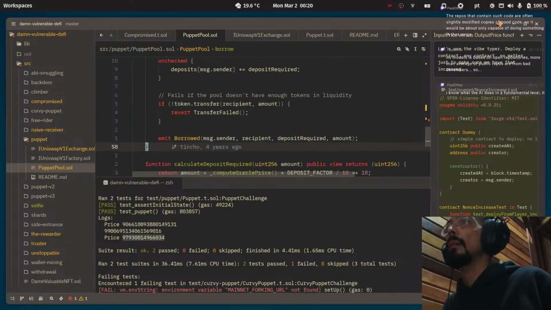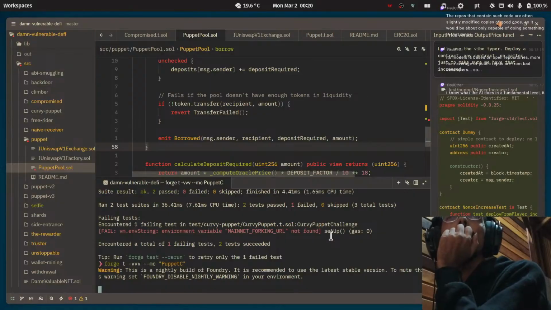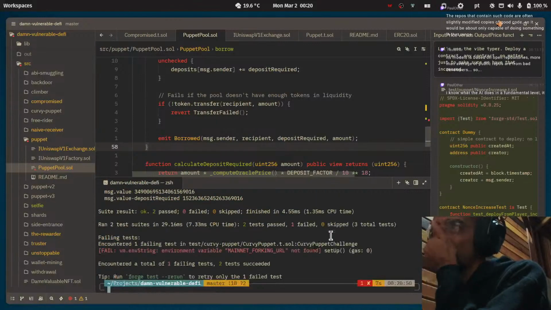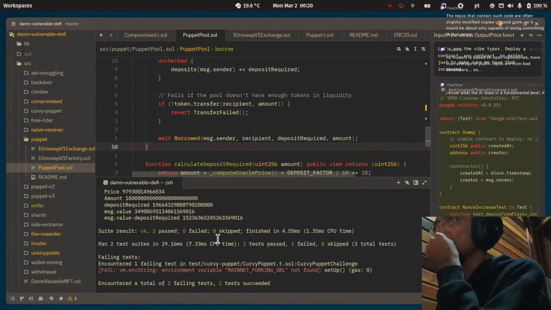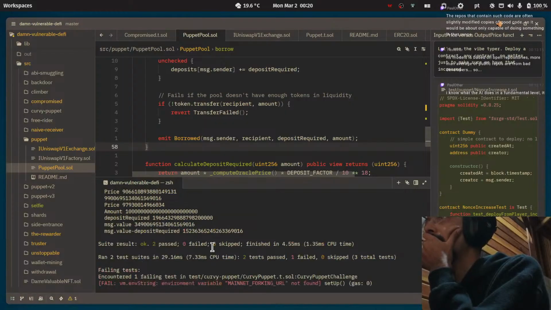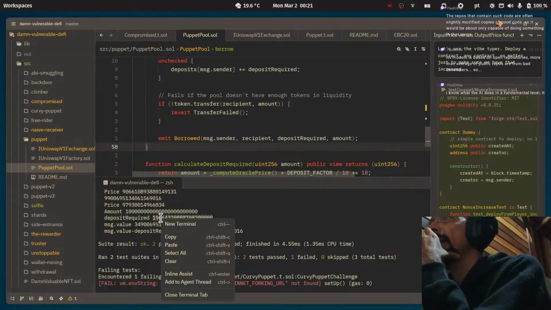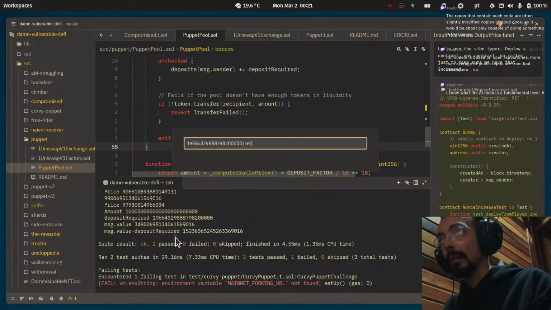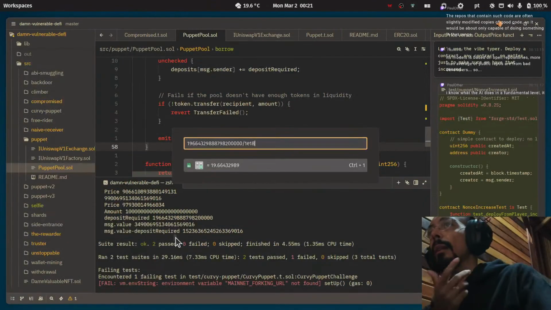Okay, so let's run. Never mind. Okay, so the amount we ask is this. The deposit required is this. Let's copy and divide by. Yeah, exactly.